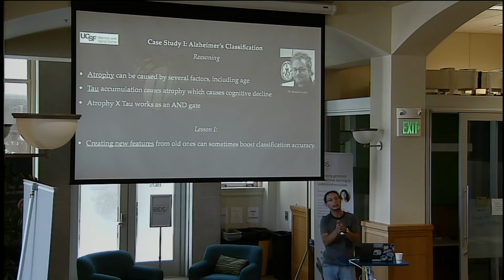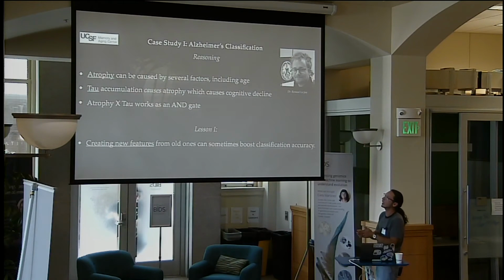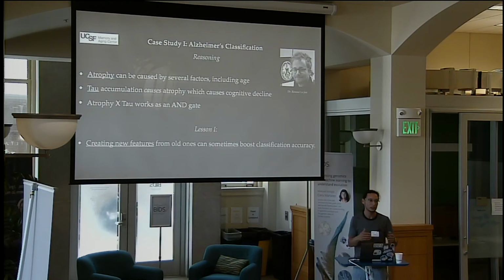So when you're multiplying those two, you're working as an AND gate. I have tau, and I have atrophy, so there's a good chance that the atrophy in this region is being caused by the tau. And just having tau also doesn't mean anything at this moment, because if it has not caused atrophy yet, you don't have the cognitive decline. So then it made sense that the multiplication worked. And this whole story becomes a lot more interesting, because then you have a reasoning on what is going on. So the first lesson here is that sometimes creating new features out of the old ones that you started with can give you more information.